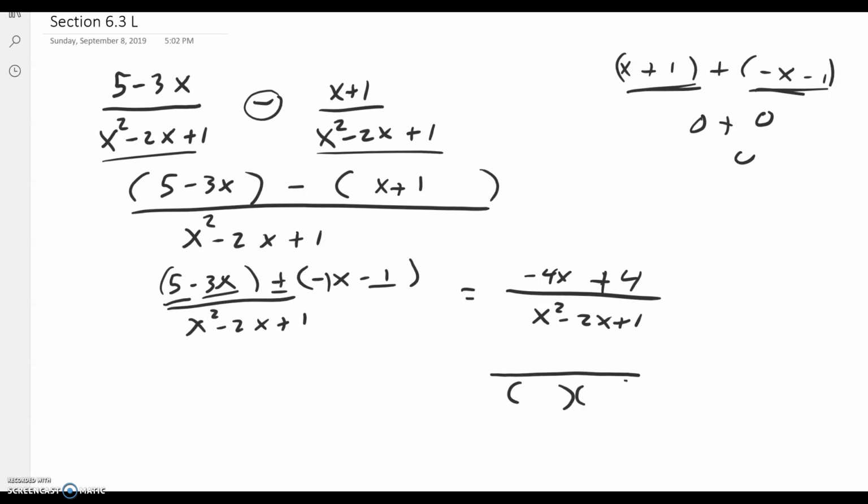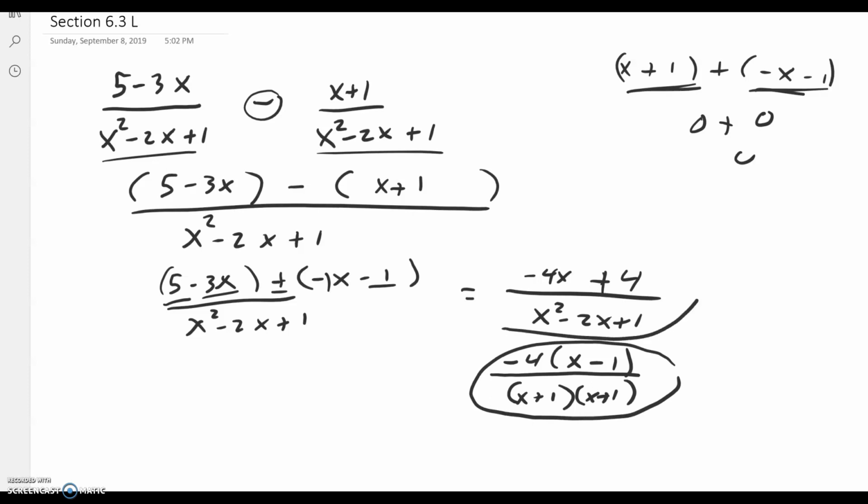So let's factor the denominator. It's x plus 1 times x plus 1. Factoring out a 4 or a negative 4, it doesn't really matter. I'm going to factor out a negative 4 from the top. We get negative 4 times x minus 1. And you know what? X minus 1 and x plus 1 are not opposites, so they don't cancel to negative 1. Nothing cancels. This is a good final answer, but so is this. They're both good final answers.